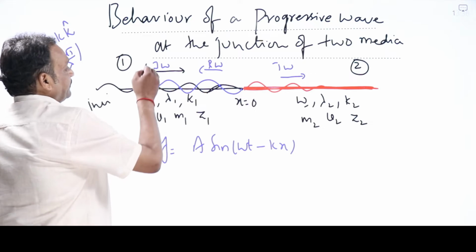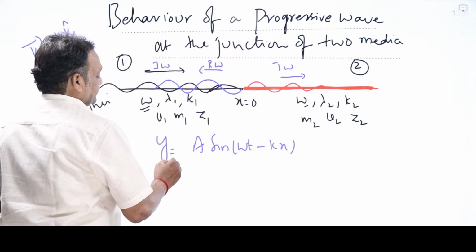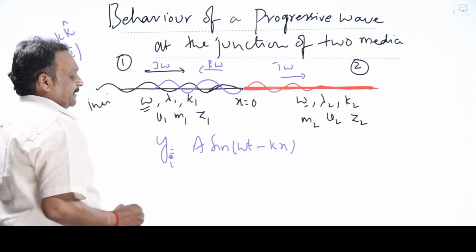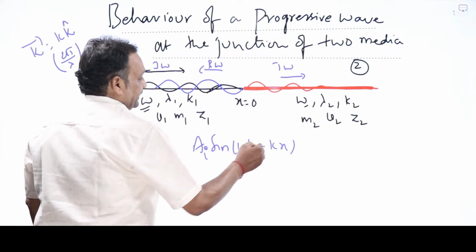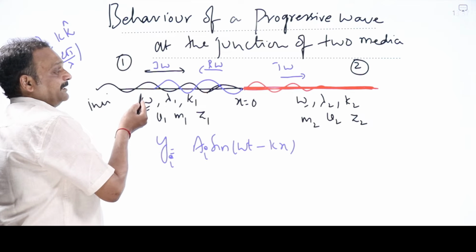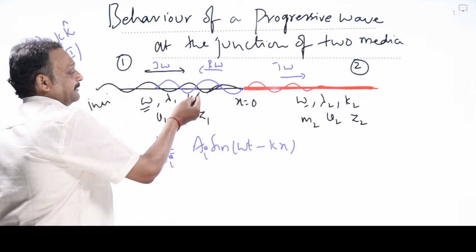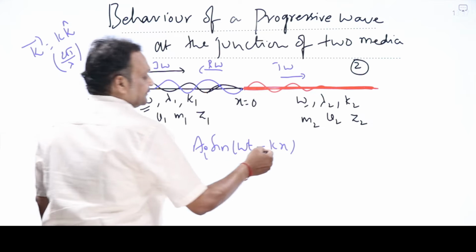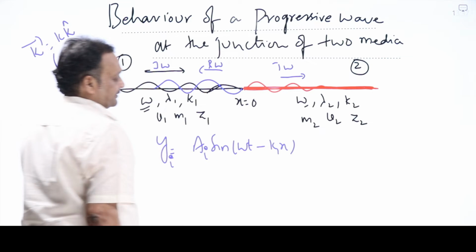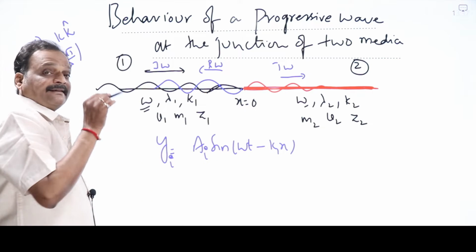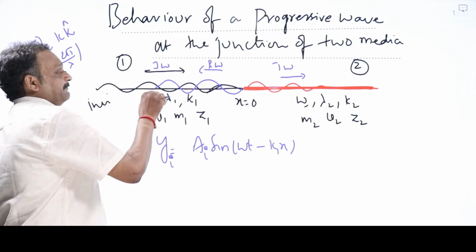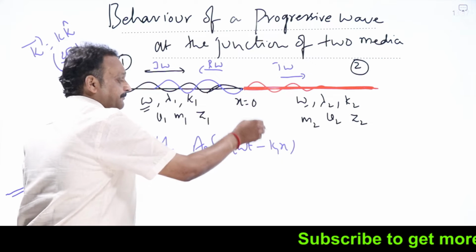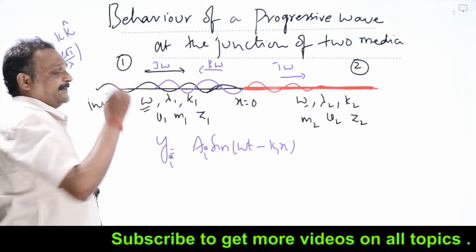When I talk about the incident wave, the instantaneous displacement of the incident wave is y_i equal to the amplitude of the incident wave, A_i, times sine(omega t minus k1 x), where k1 is the propagation constant of the medium in which the wave is propagating. This represents a wave of angular frequency omega traveling along the positive x direction in a medium with propagation constant k1.